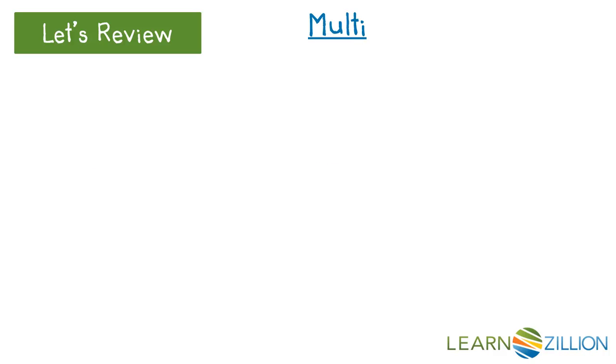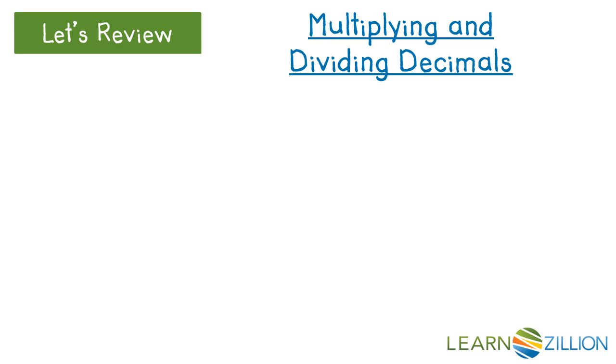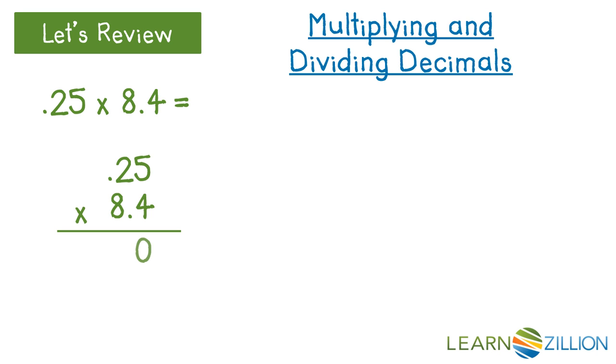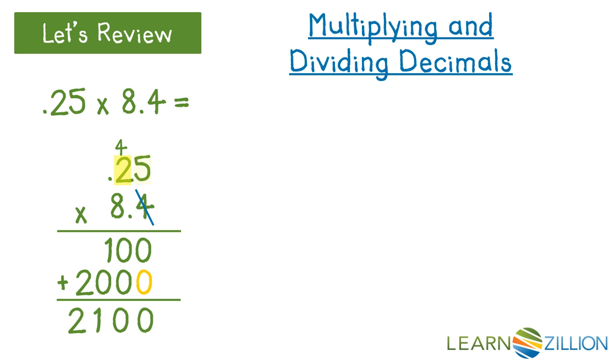When multiplying and dividing decimals, you don't have to line up the decimal points. If you are multiplying, just multiply as if the numbers were whole numbers. Then count the number of decimal places in the problem, and starting at the right in the product, count that many places to the left, then place your decimal point.